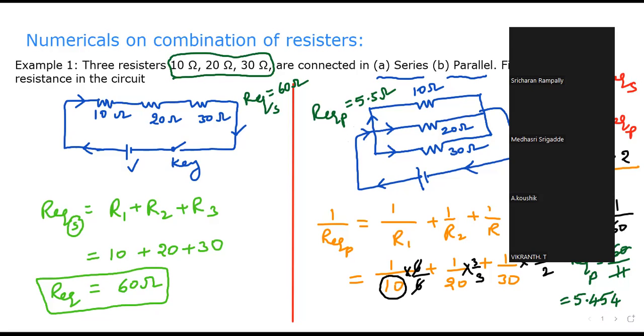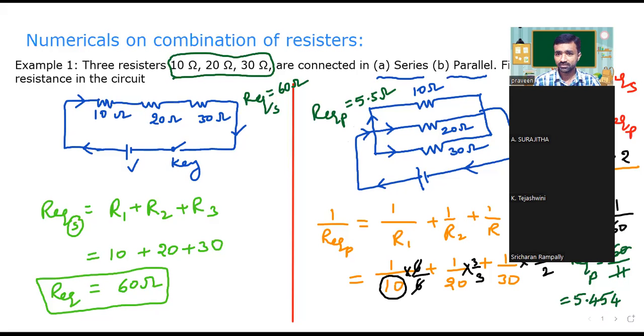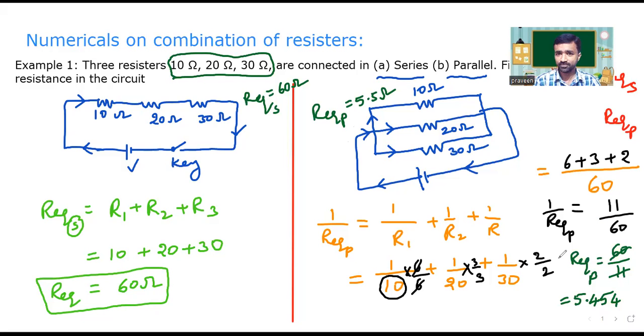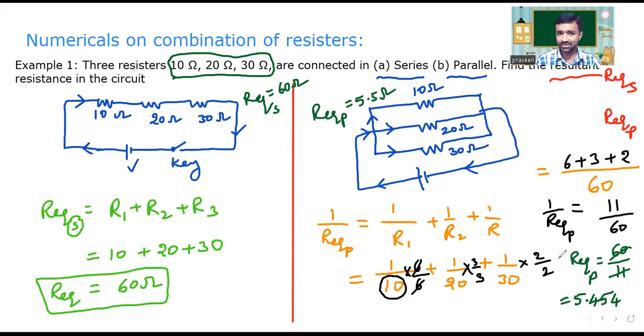Am I audible? Give me a quick reaction. Am I audible or not? Yes, audible. Why are you not responding? Okay, Tejaswini, answer me. In which combination of these three resistors, 10, 20 and 30, will you get the lowest possible resistance?